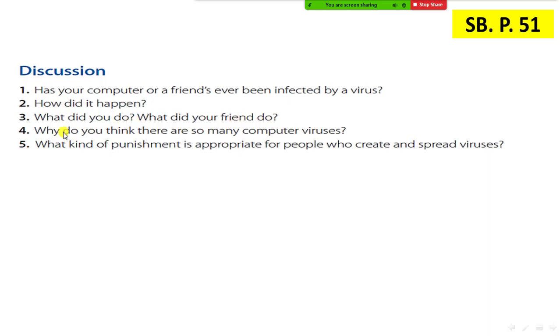The same. Why do you think there are so many computer viruses? I think because they need to sell antivirus with a lot of money. What kind of punishment is appropriate for people who create and spread viruses? They must be punished and pay a fine.